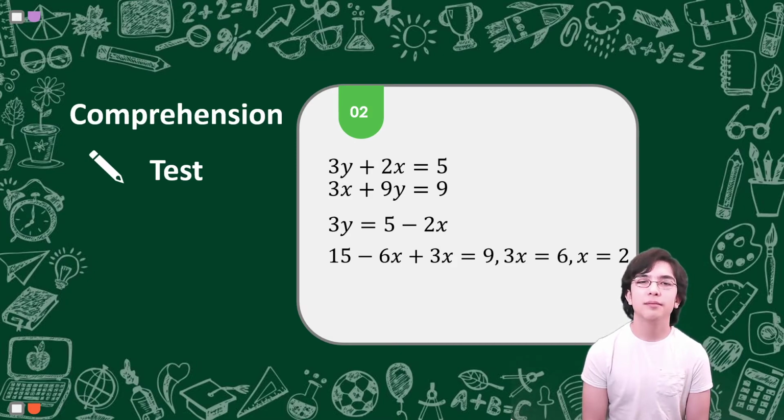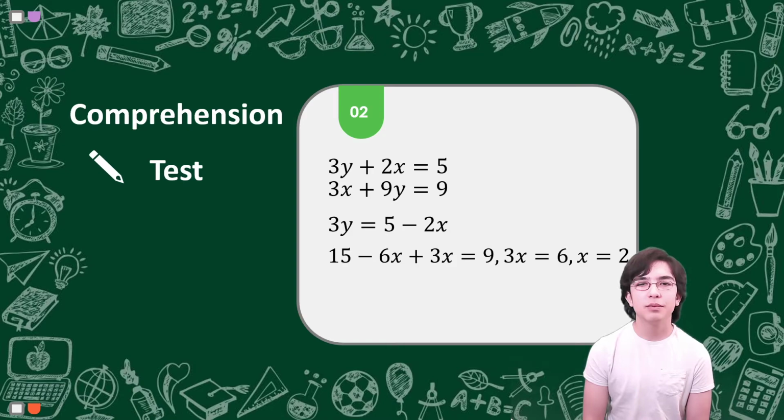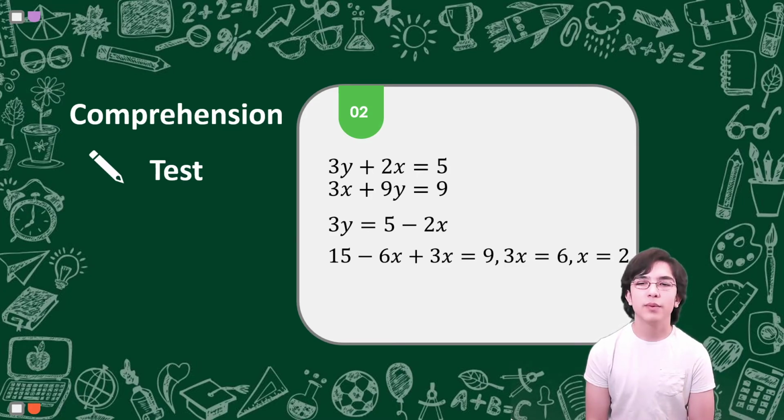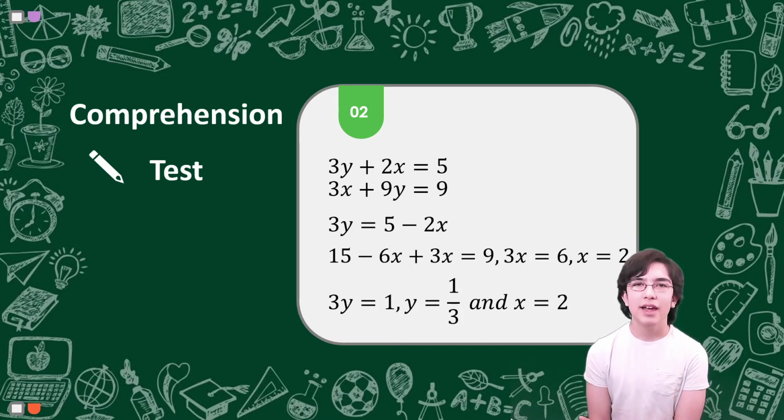So 15 minus 6x plus 3x equals 9, because we multiply it out. And then when we simplify it, we can get 3x equals 6, and then x equals 2. And then the rest of the equation is quite simple to solve. We've got 3y plus 2 times 2, 3y plus 4 equals 5. So 3y equals 5 minus 4, which is 1. So y is 1/3, and x equals 2.